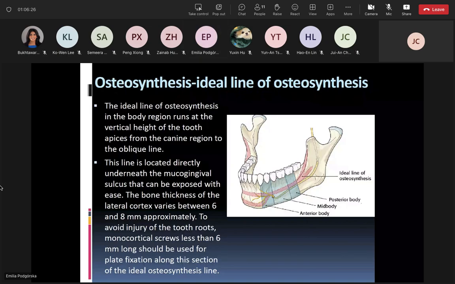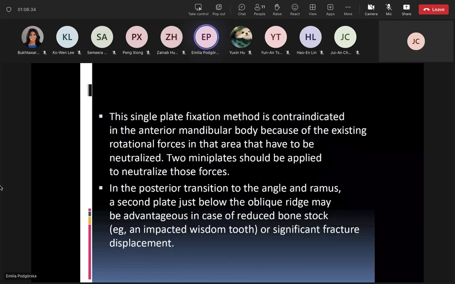A simple plate fixation method is contraindicated in the anterior mandibular bone because of the existing rotational forces in the symphysis that have to be neutralized. Two plates should be applied to neutralize this force. In the posterior transition to the angle and ramus, a second plate just below the oblique ridge may be advantageous in case of reduced bone stock, for example, intact wisdom tooth but significant fracture displacement.